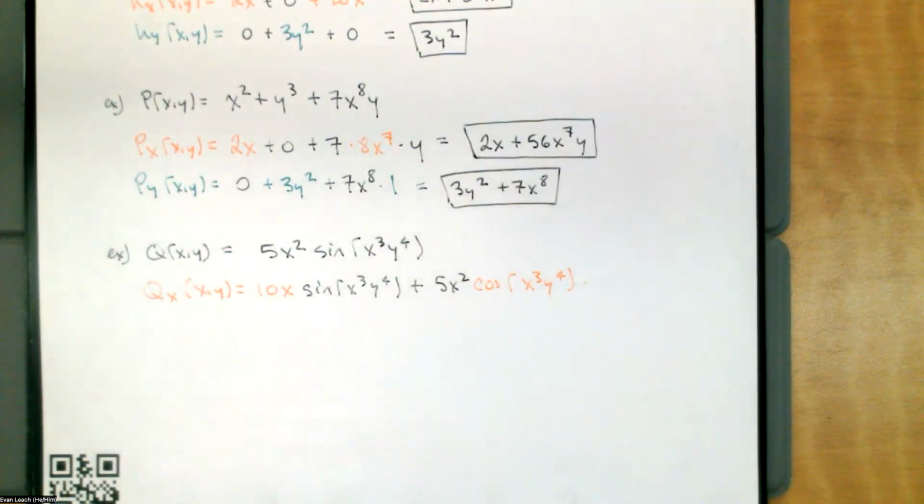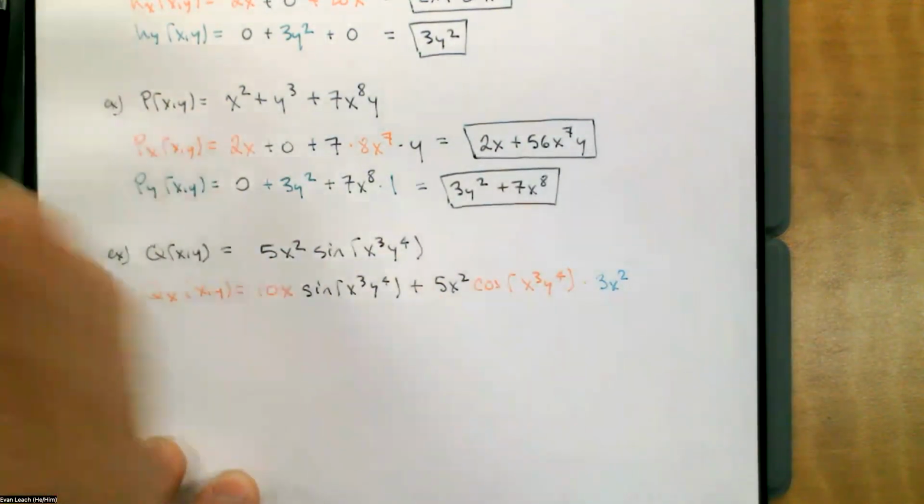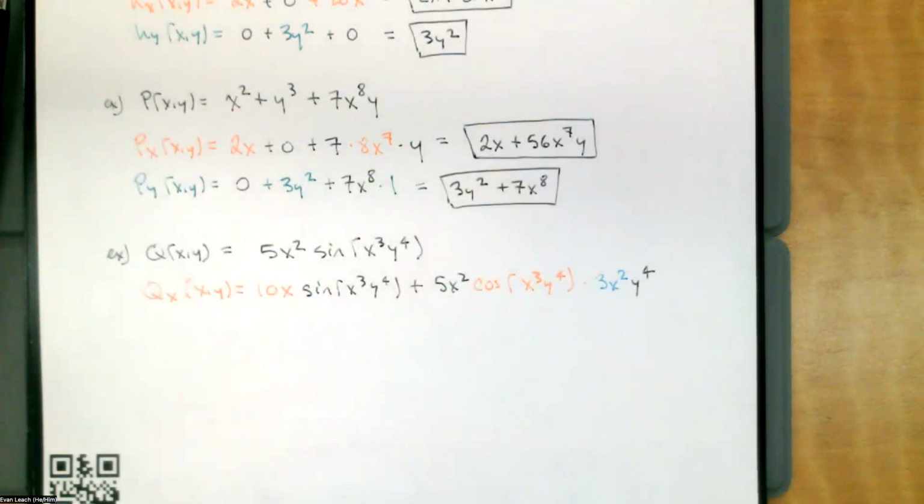The derivative of x cubed y to the fourth with respect to x is 3x squared times y to the fourth. Derivative of sine of stuff is cosine of the stuff times the derivative of the stuff. In this case, the derivative of the stuff is the derivative with respect to x. Nothing new here except for looking at that y to the fourth and just thinking that's a constant.